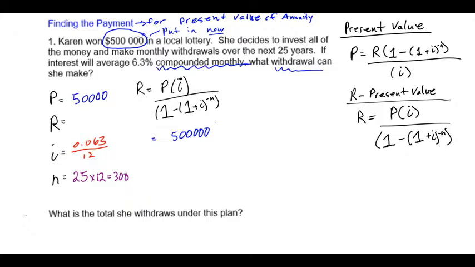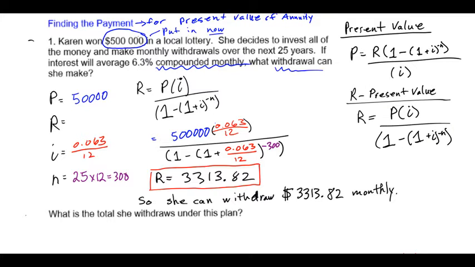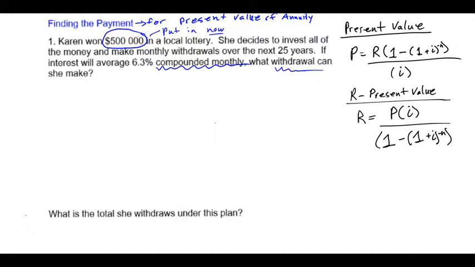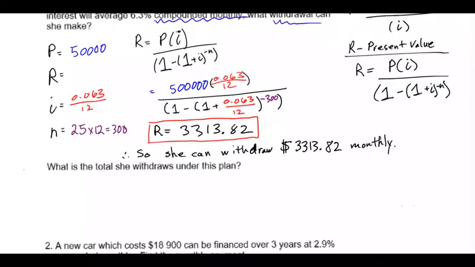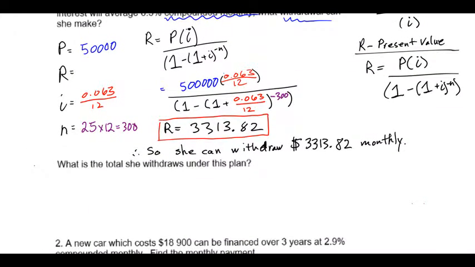So now let's substitute the rest of that in, and we get this substitution. Punch that into your calculator and you get your R value to equal 3,313.82. So our final statement would be: she can withdraw $3,313.82 monthly.